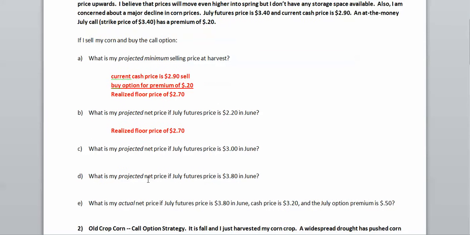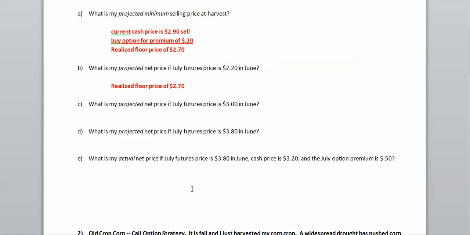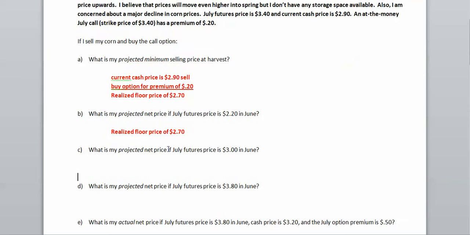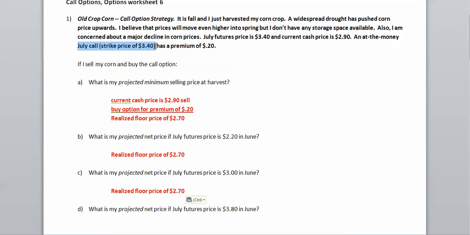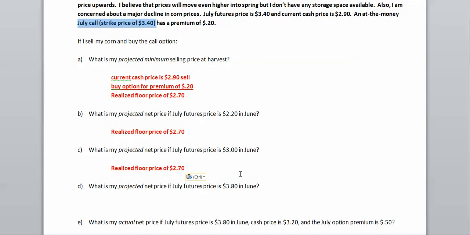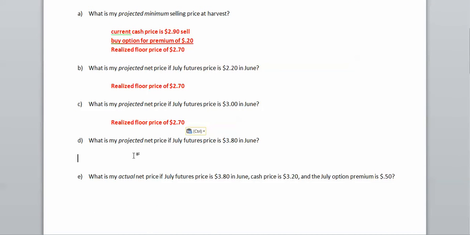What is my projected net price if July futures price is $3 in June? Well, corn has gone down. We've already sold again. Our option has a strike price of $3.40. We can buy our corn back if July futures price goes over $3.40. Well, in this case, it's only $3, so that doesn't help us any. July futures price when we sold our cash corn was $3.40 anyway, so it's $3. It's lower.